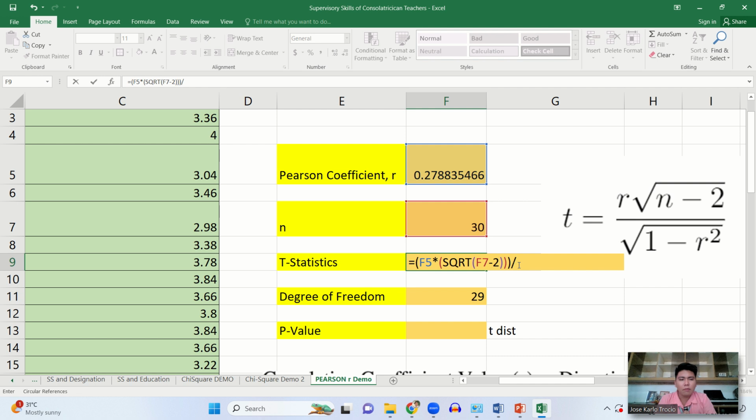Then divide it by the denominator: open parentheses, square root of 1 minus the quantity of another parentheses R, highlight the R, which is 0.27, squared. That is the caret symbol, shift 6. And then 2, close parentheses, another close parentheses, and another close parentheses. That's it. Click enter.